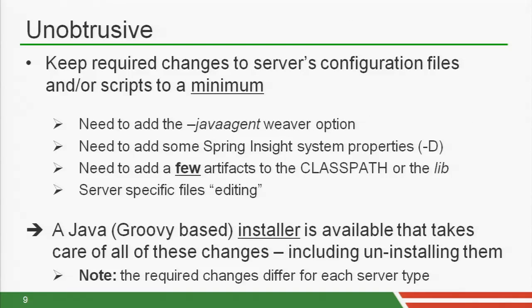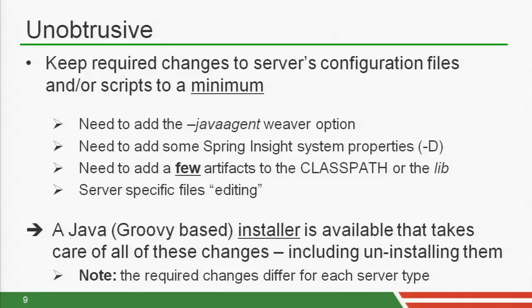So unobtrusive is a very important goal. But like I said, there are some things that we need you to do. Now, since we're using bytecode instrumentation, we use what's called the Java Agent Weaver option. Those of you who know, this is the JVMTI API of Java, the JVM tooling and instrumentation. And we recommend that you add some system properties. We do have some defaults for them.